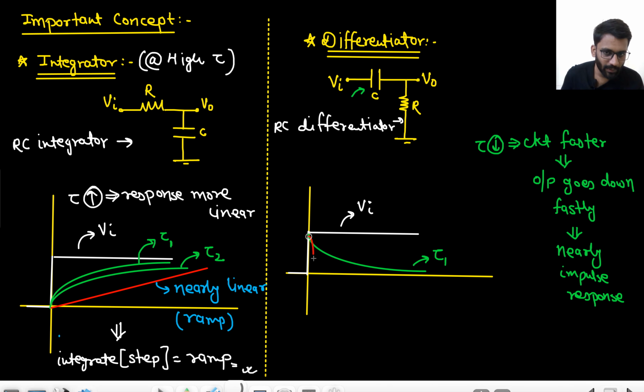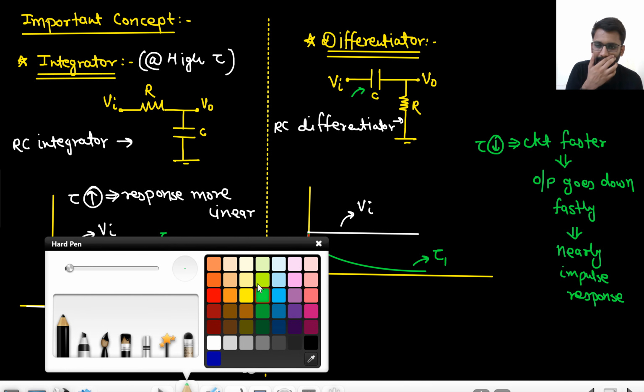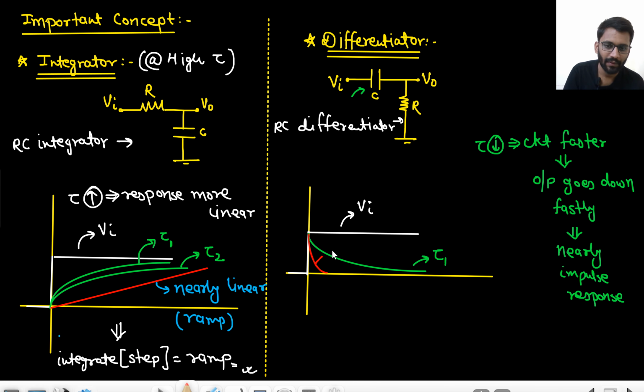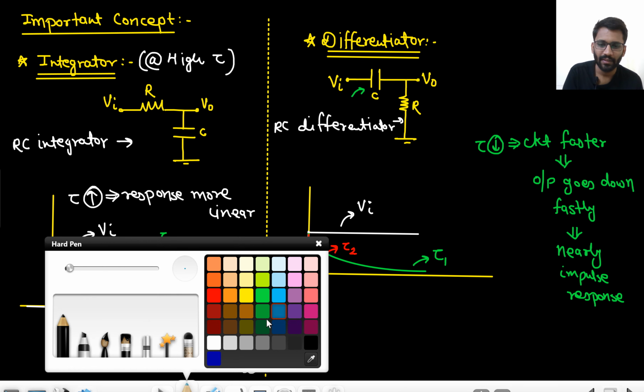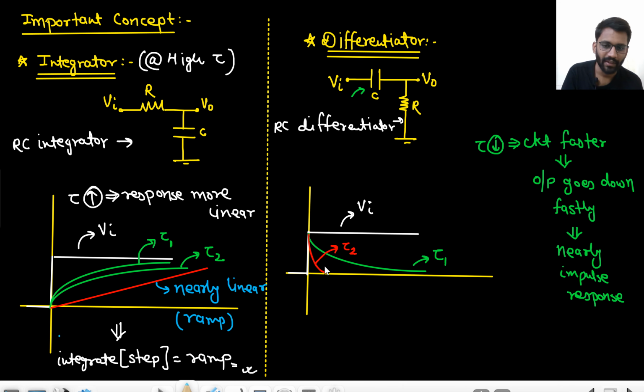Just as you apply the input, the output goes down for a very low time constant. So this I will call tau2. And the response is very fast, going to zero very fast. Like you just apply the input and it goes to zero. For a moment it comes and then goes to zero. Are you getting my point? For a moment it is 5, then suddenly it is 0.